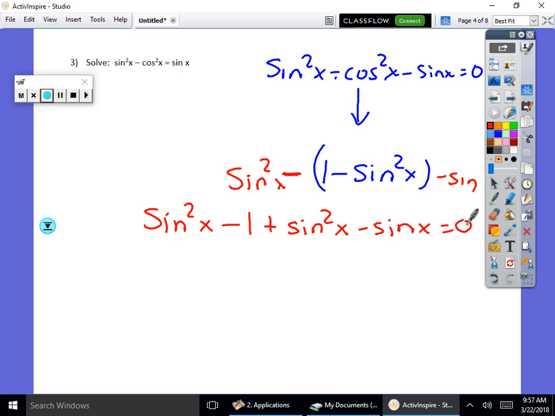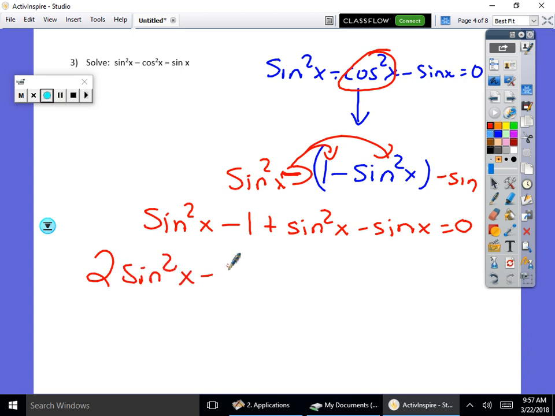So now when I distribute the negative, it becomes sine squared x minus 1 plus sine squared x minus sine x equals 0. Yes? I saw some people's review packets where they just did the minus 1 and they kept this negative. This subtraction is in front of the cosine squared, so it has to stay in front, and you want to sub in using parentheses so that you remember to distribute the negative, okay? So now I really have 2 sine squared x minus sine x minus 1 equals 0.